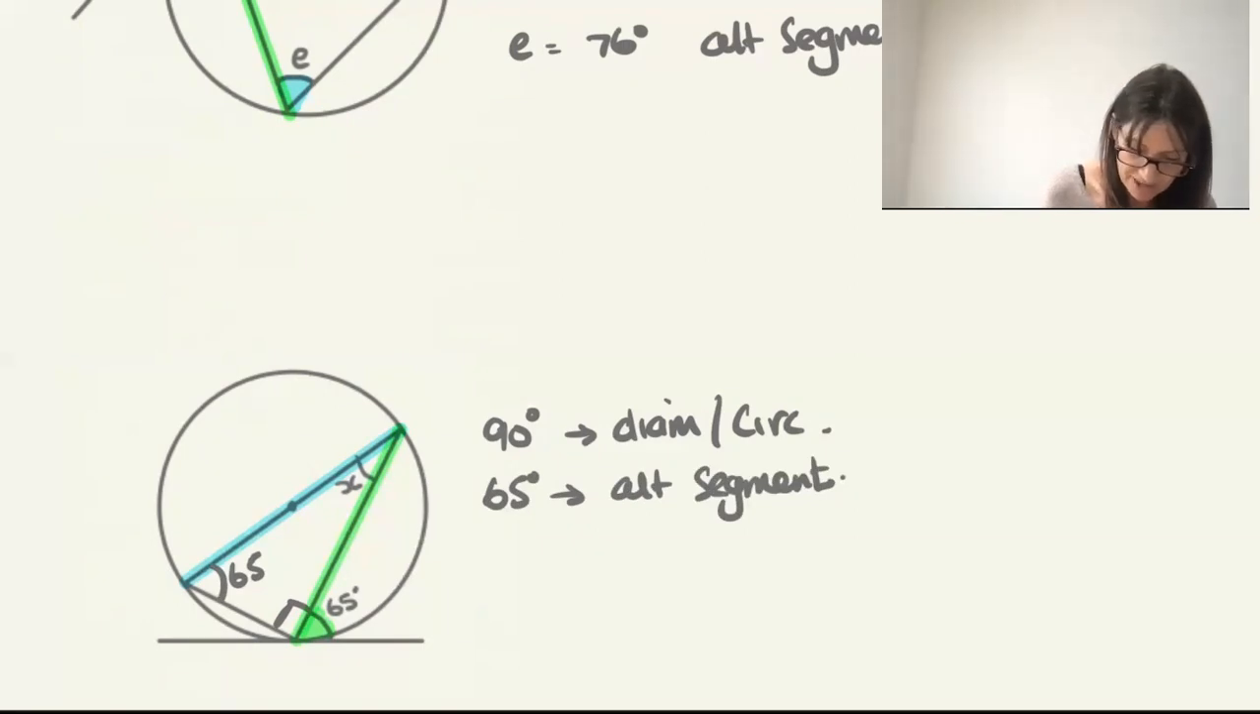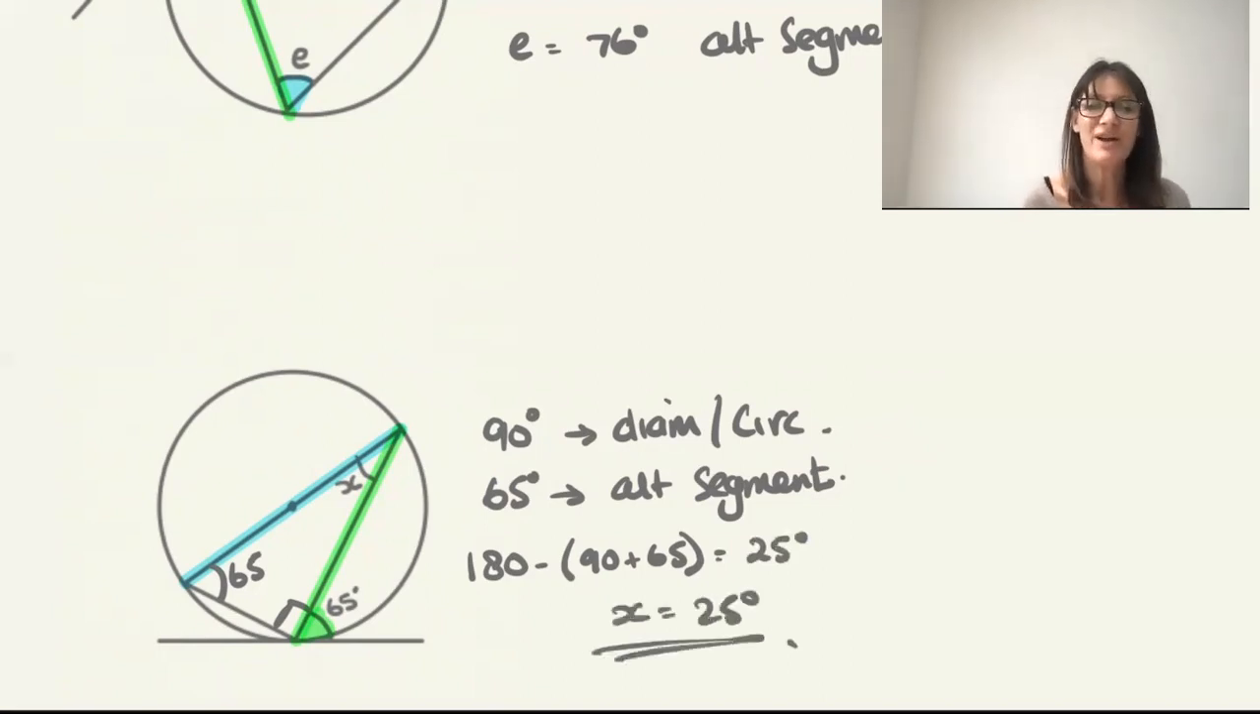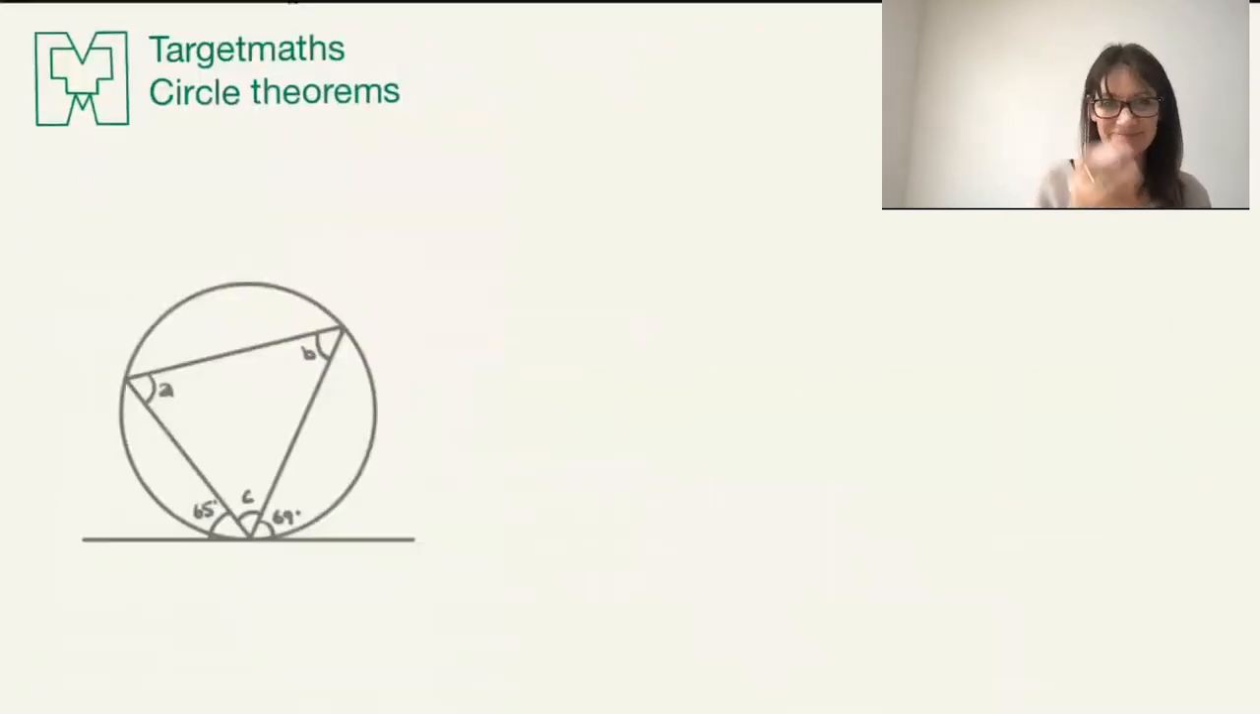And then I'm going to finish it off by doing 180, take away 90 plus 65, which is 25 degrees. So x is equal to 25 degrees. If you got that right, really, really well done. Okay, needed to spot that diameter really to solve that question. So even if you got your alternate segment, without the diameter knowledge, you wouldn't have got any further. Okay, next question. Hit the pause button and press play when you're ready.